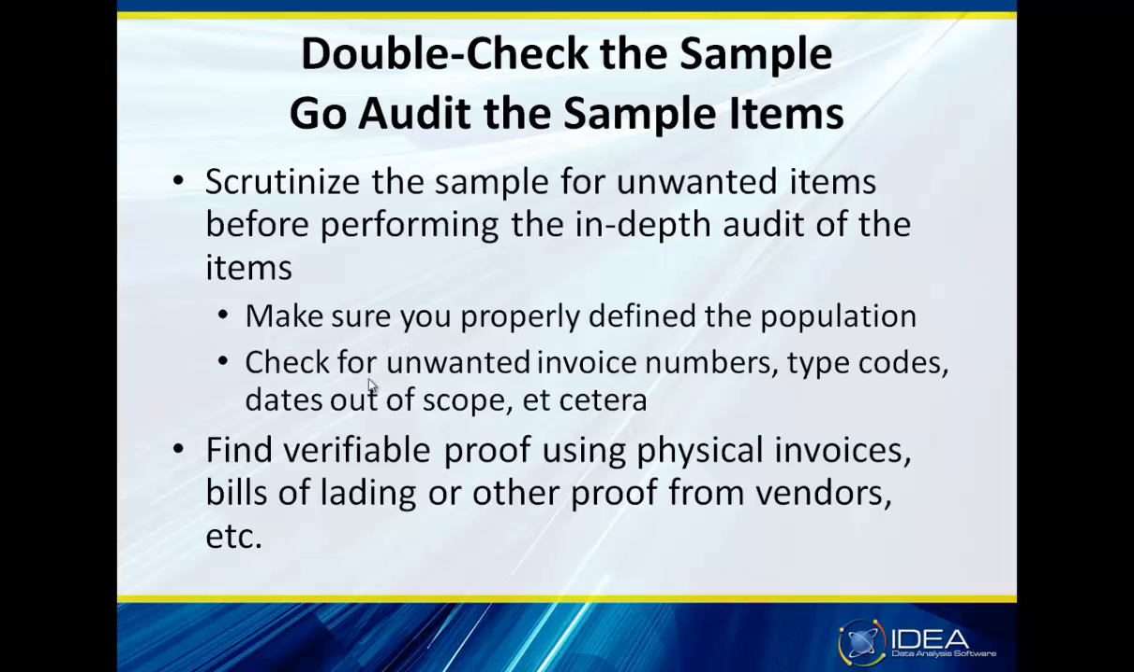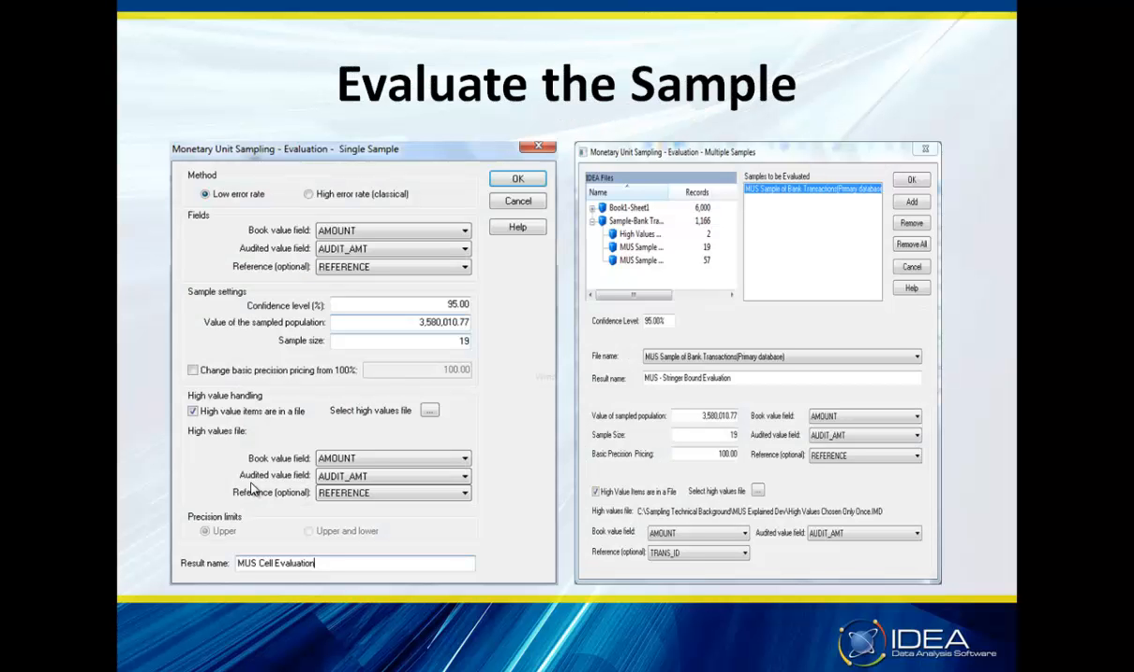And then once you know the true values, we can go evaluate the sample. These are the two screens available for evaluating samples. This is the one for single sample, and we have one for multiple samples. What you'll find is the confidence level and the value of the sample population is generally just filled in for you if you use planning for monetary unit sampling. It'll also fill in the sample size based on that amount that you have.